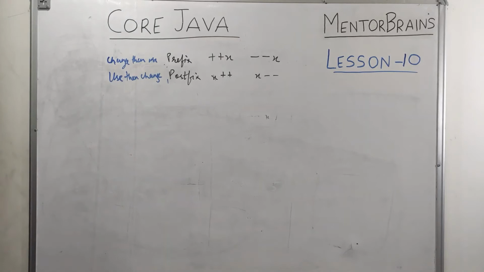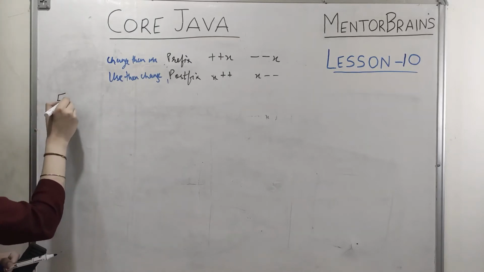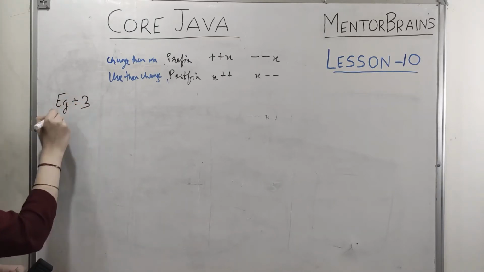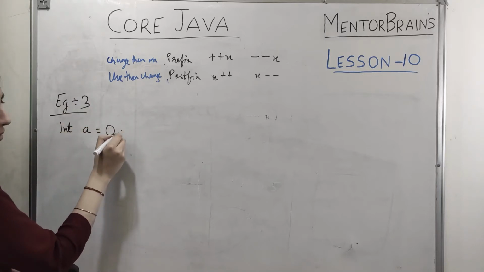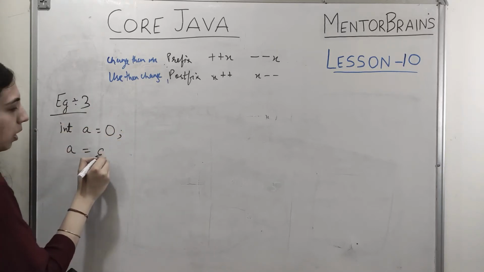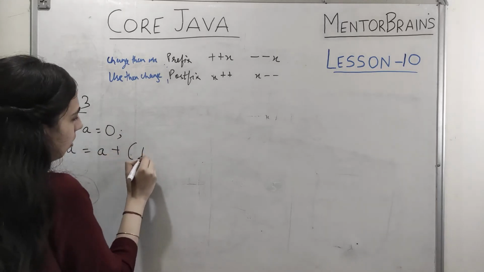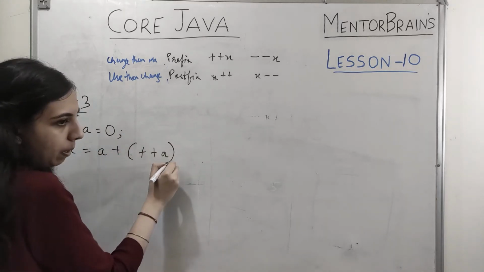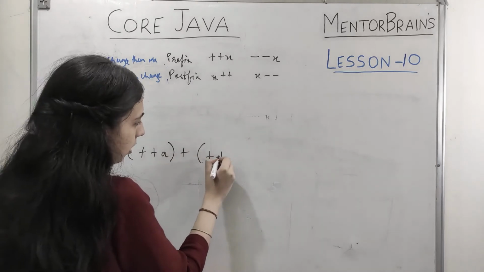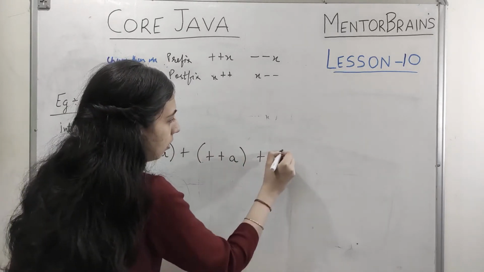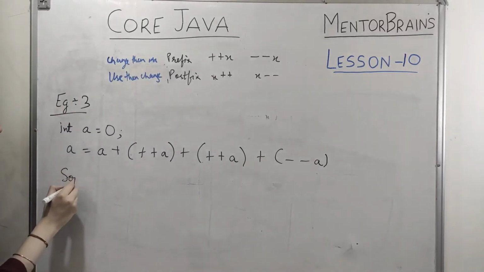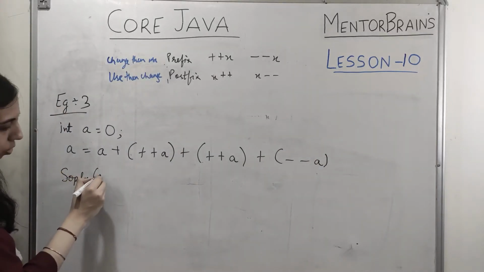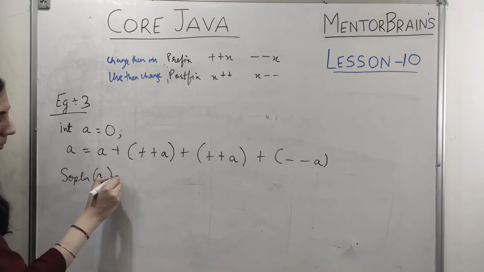Okay, so example 3. This is also a very interesting one. int a equals 0, a equals a plus ++a plus ++a plus --a, and then sopln, that is System.out.println.